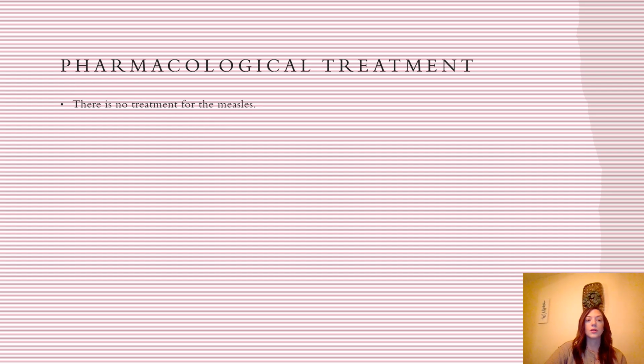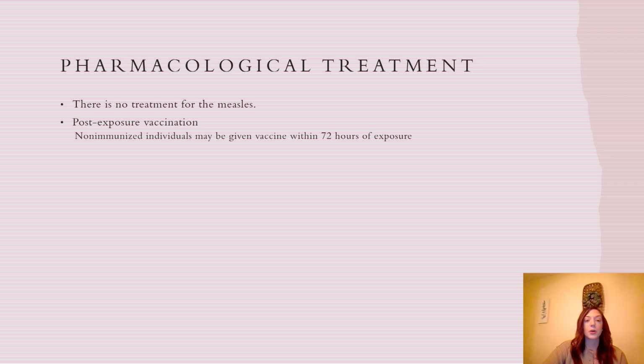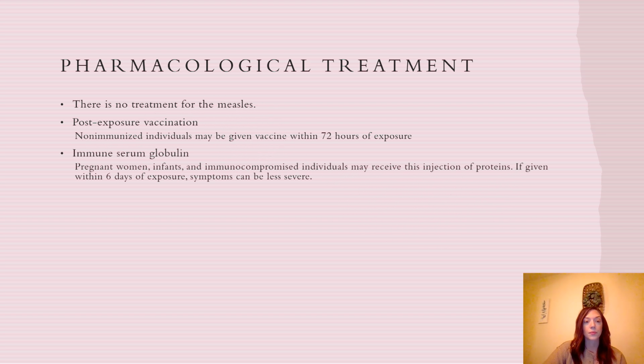There's no confirmed treatment for the measles. Post-exposure vaccination can be provided for the patient that has measles. If they're non-immunized individuals, they need to be given the vaccine within 72 hours of exposure. Immune serum globulin can also be administered. This is given to pregnant women, infants, and immunocompromised individuals.